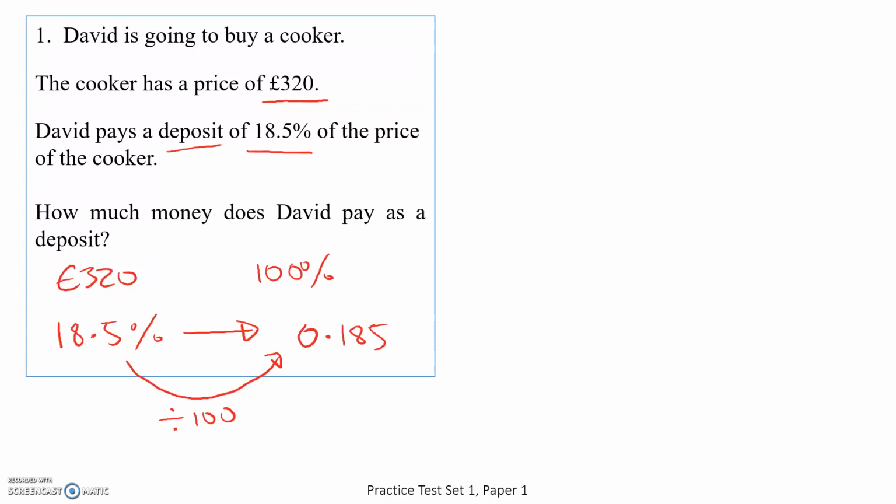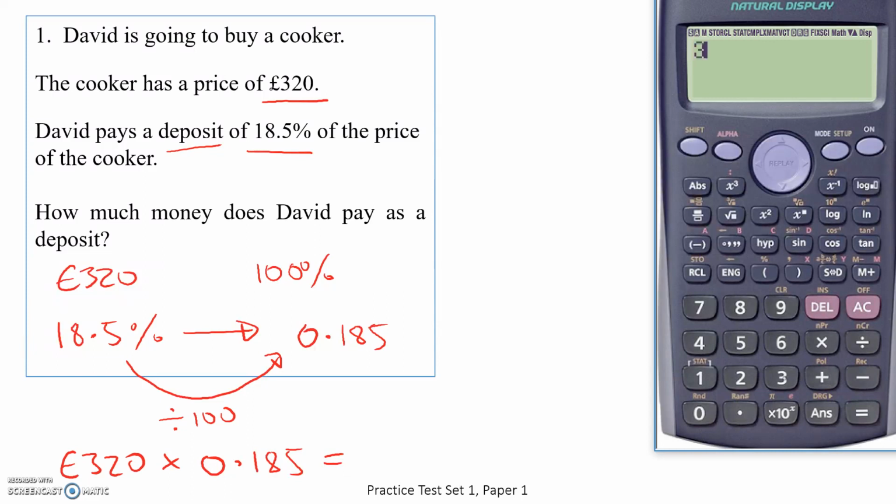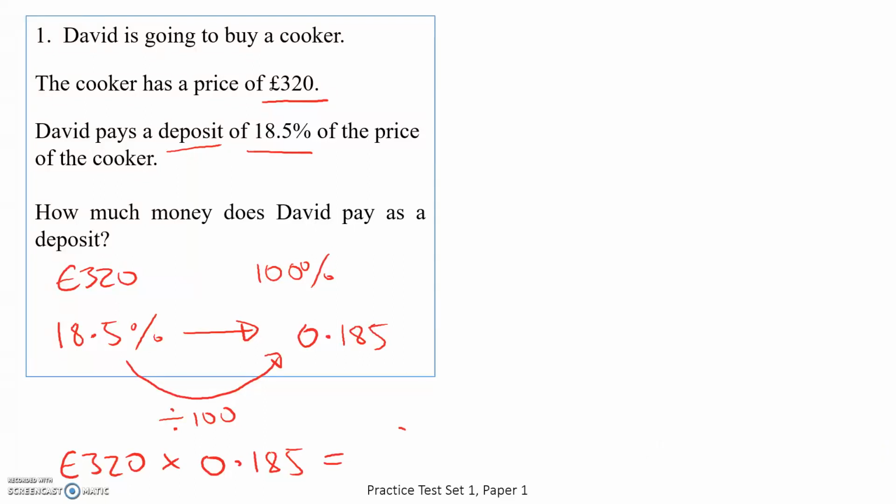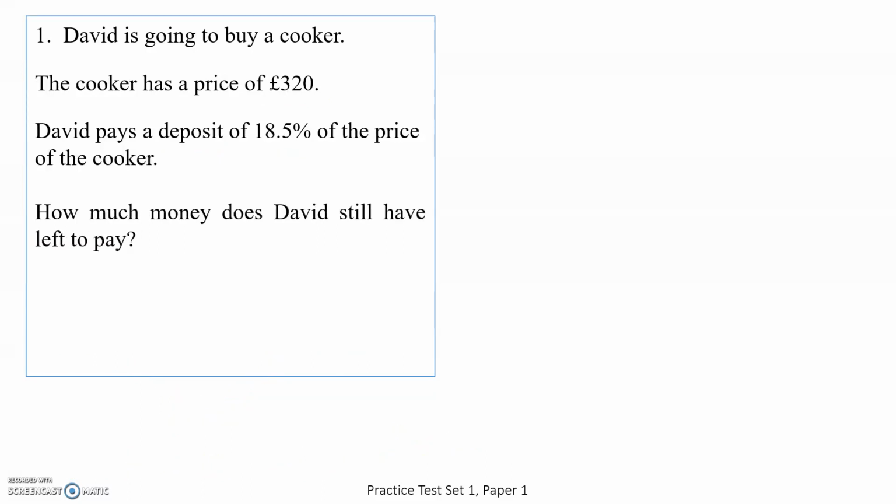So 0.185. Right, what we can then do is take our £320 and simply multiply it by that multiplier, 0.185. Okay, so it's a calculator paper this time. We can do 320 multiplied by 0.185. That gives us £59.20.